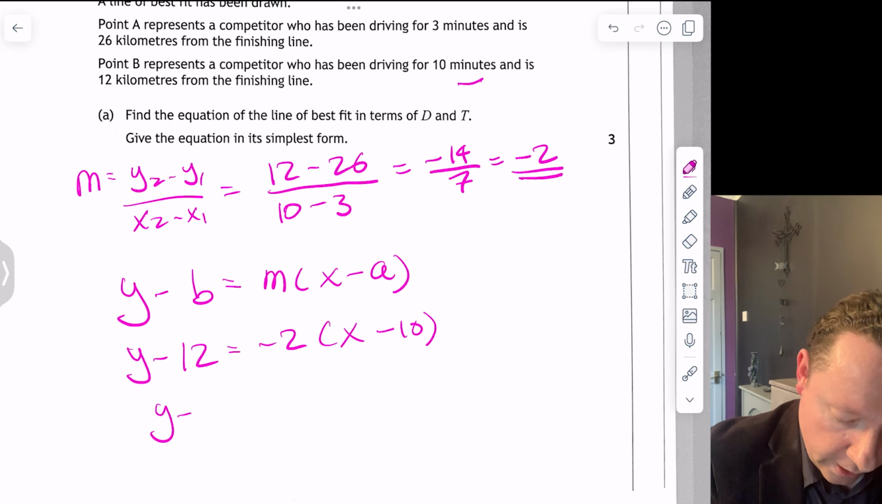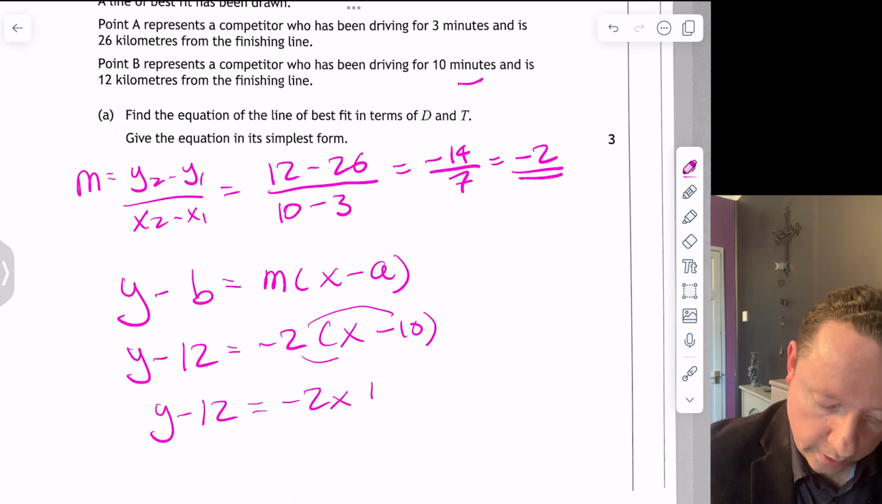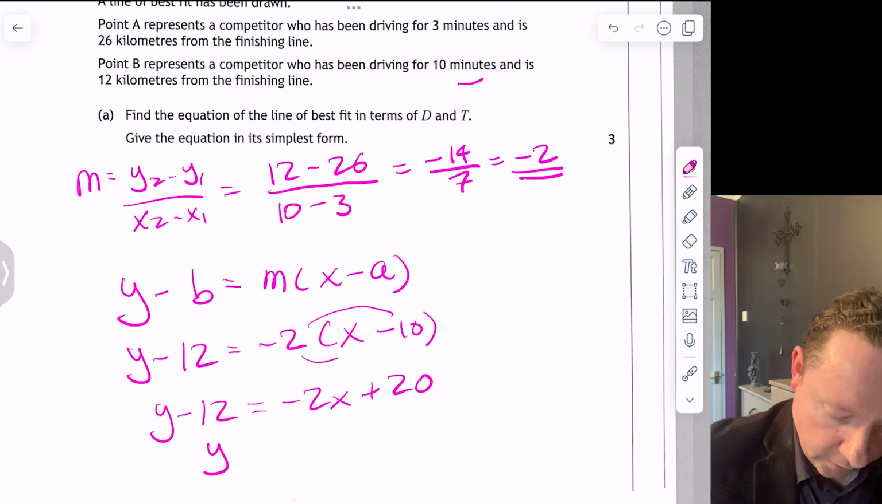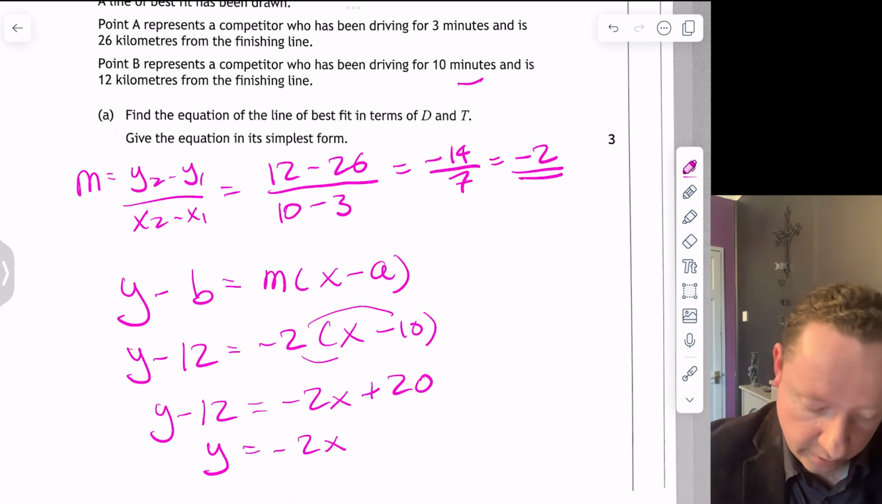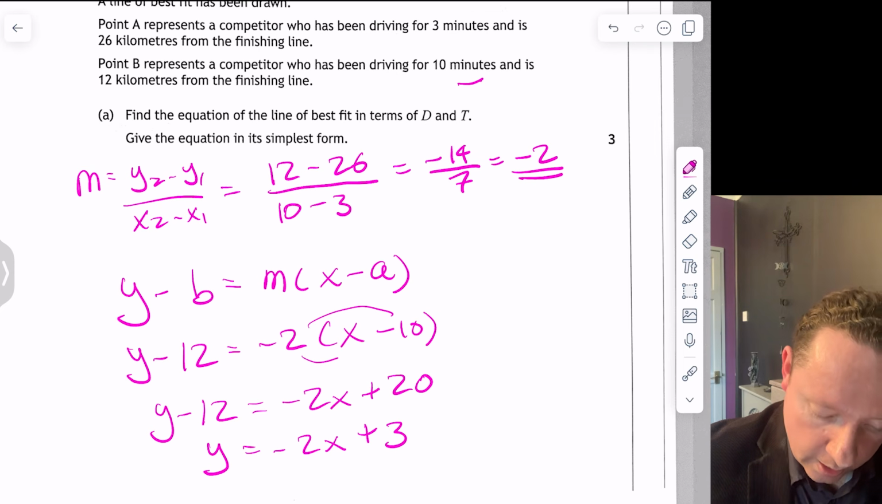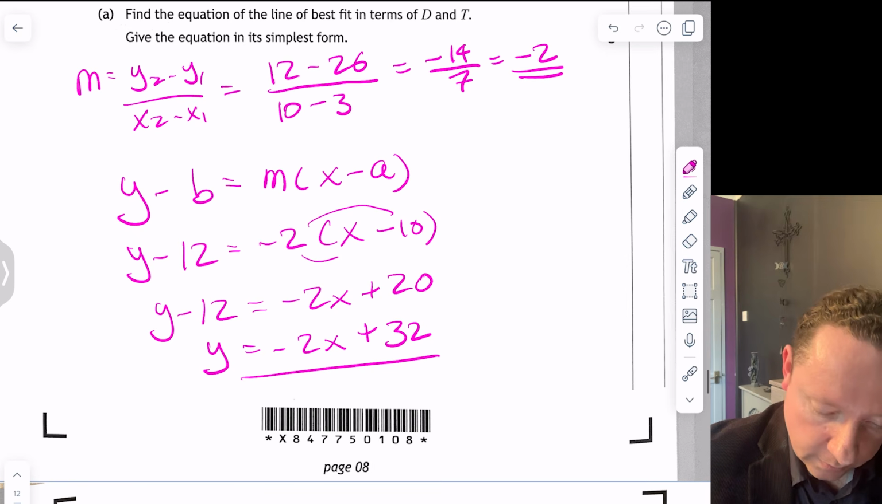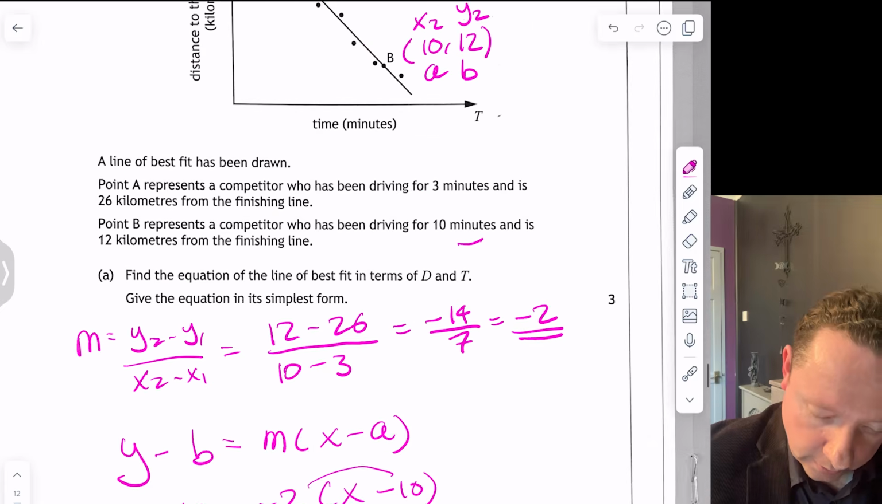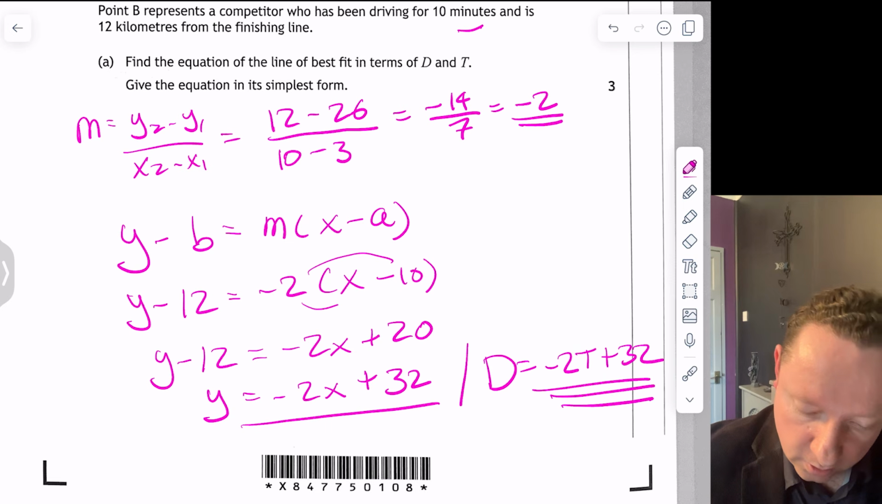Y minus 12 equals minus 2x, and a minus times a minus is a plus. Watch out, plus 20. So y equals minus 2x plus 20 minus 12, so I'll add 12, which is 32. And I've usually done there, except the axes is not x and y, it's d and t. So y becomes d equals minus 2, is that a big T? Yeah, it is. T plus 32, and that's my final answer, and we're done there.